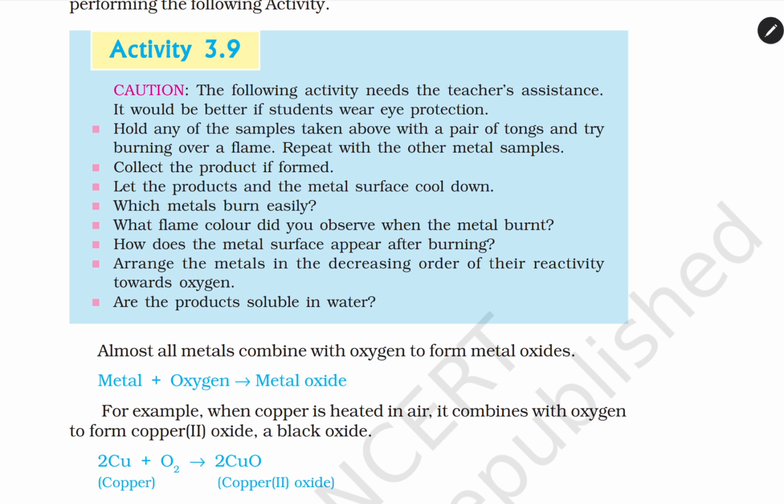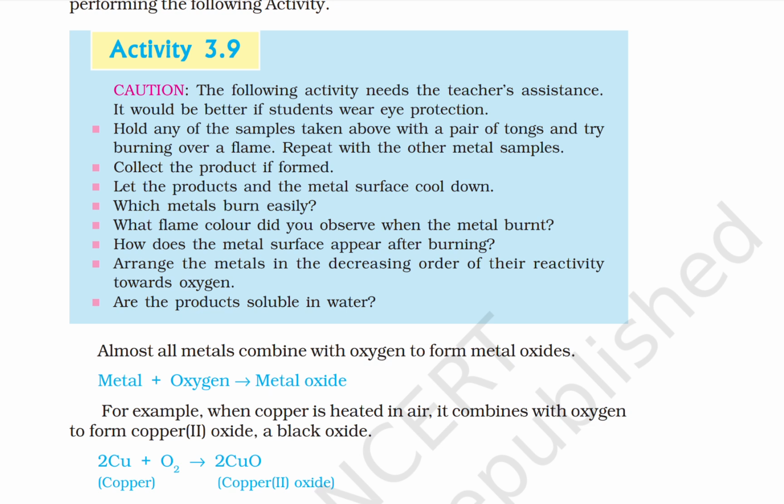If you observe, the highly reactive metals are sodium, potassium and magnesium. What happens when they burn with a bright flame? They form basic oxides that dissolve in water to form alkalis. For example, magnesium burns with a dazzling white flame to form magnesium oxide, MgO. In general, a metal reacting with oxygen forms a metal oxide.